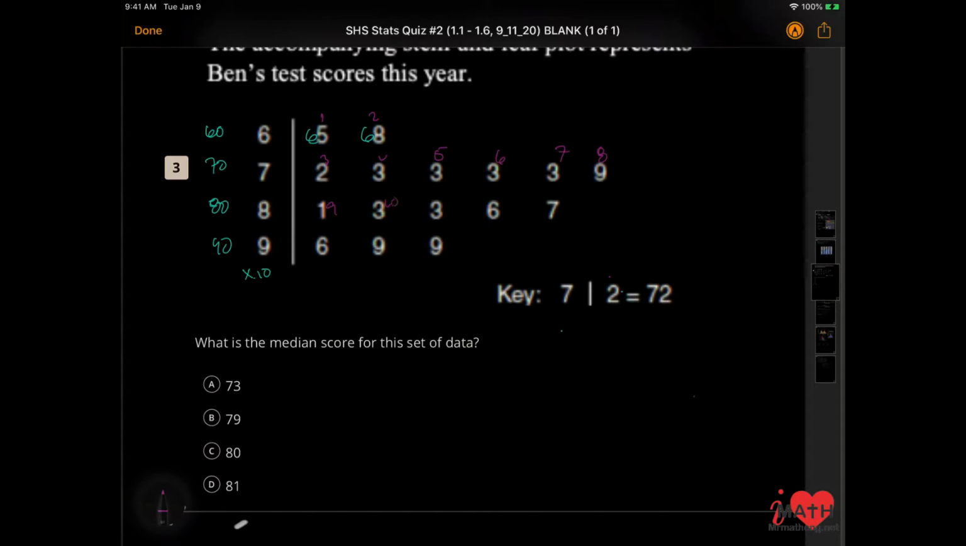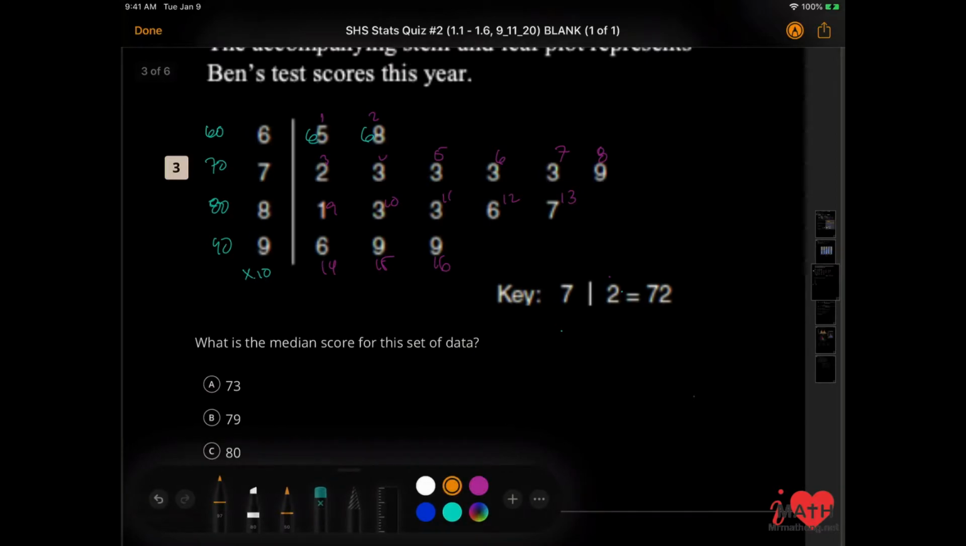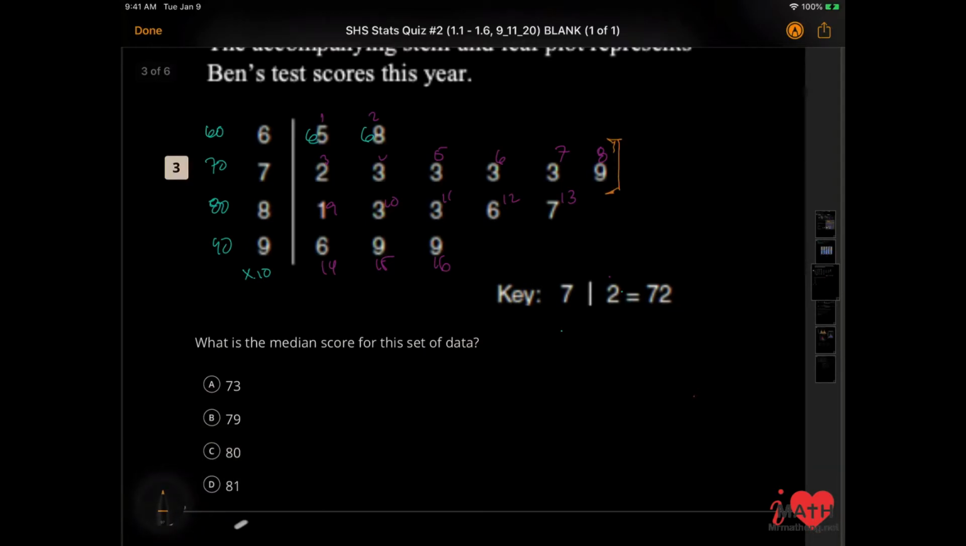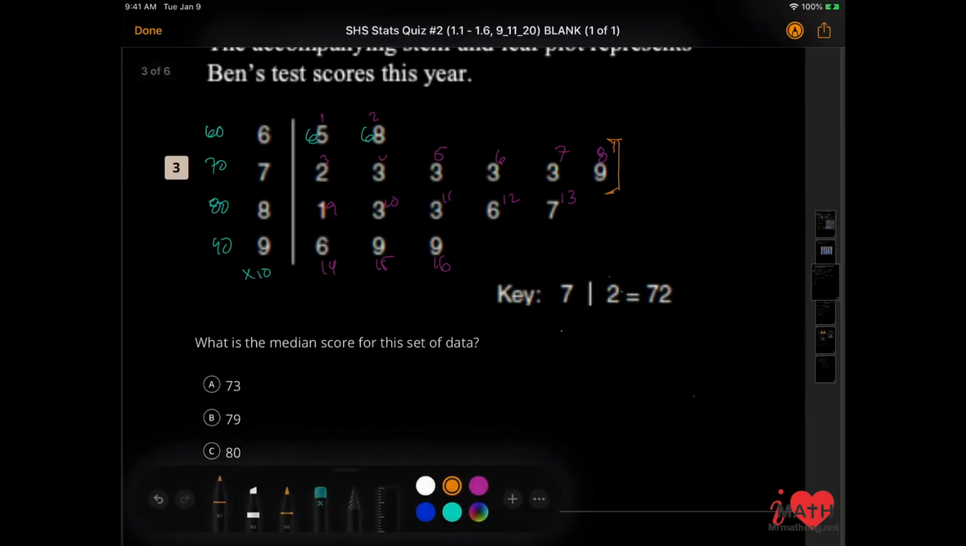You can just count out all of these numbers. 13, 14, 15, and 16. So your data set is even. If it's even, that means we need to find the data between the 8th and the 9th. So notice here there are 8 numbers above and 8 numbers below.